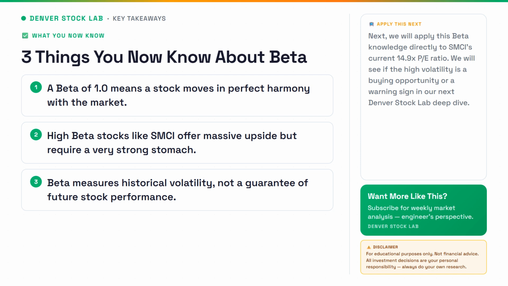One important reminder before you go, everything on Denver Stock Lab is for educational purposes only. Investing is a deeply personal decision. Your goals, your timeline, and your risk tolerance are completely unique to you. Use what you learn here to study harder, ask smarter questions, and then make your own informed decisions. The work is yours to do, and that work is absolutely worth it.